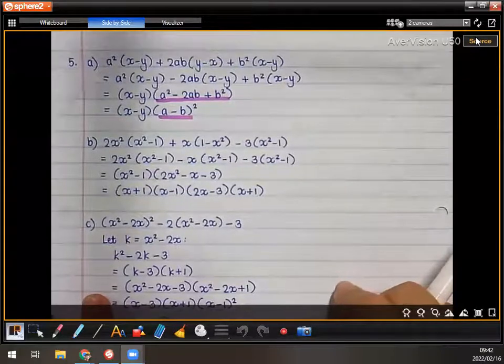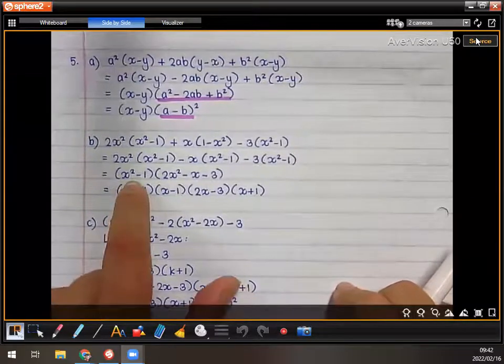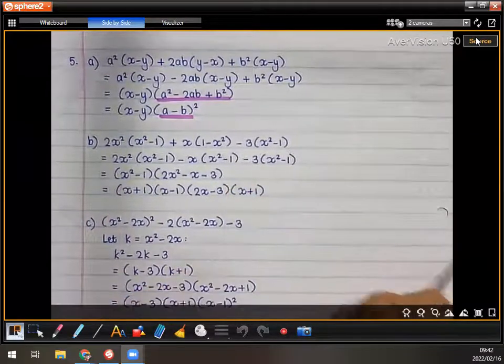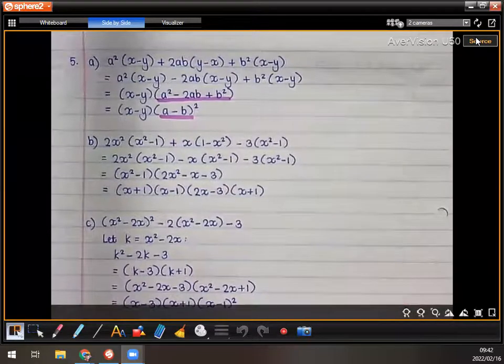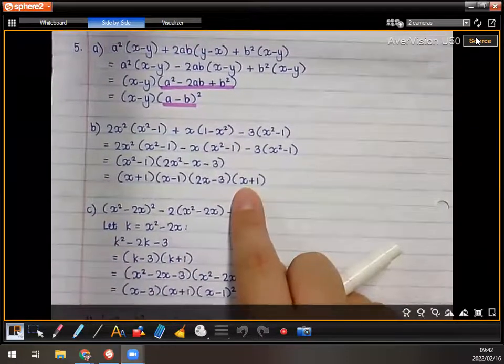Yeah. So this x squared minus 1 can put it there. Oh, yes, yeah, you could. No, you don't have to. Yep. All right, are we fine with this one, guys?